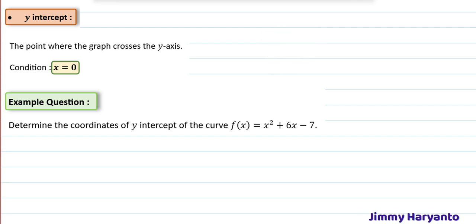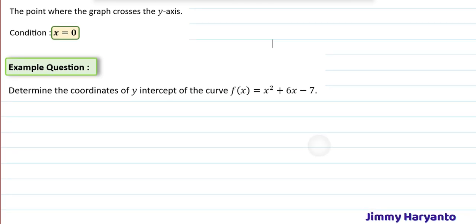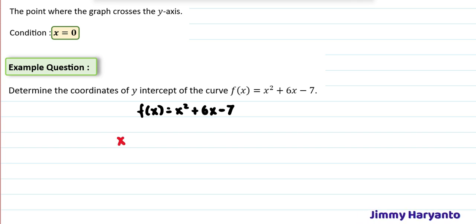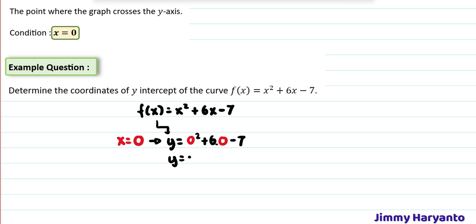Okay, so example question: determine the coordinates of the y-intercept of the curve f(x) = x² + 6x − 7. As I told you before, if you want to find the y-intercept, you have to input x = 0, and then you can change the f(x) into y. So 0² + 6 times 0 − 7, you have −7 as the result. That means the coordinates will be (0, −7). So this is the y-intercept.